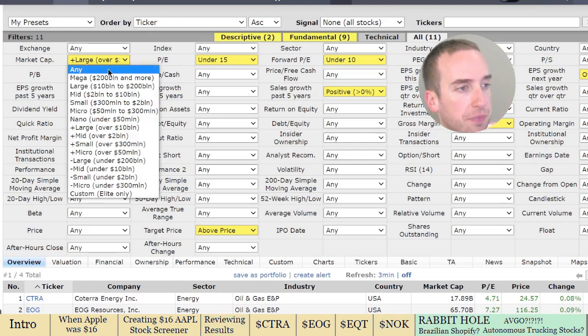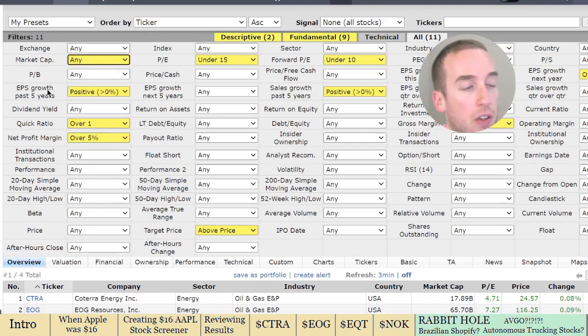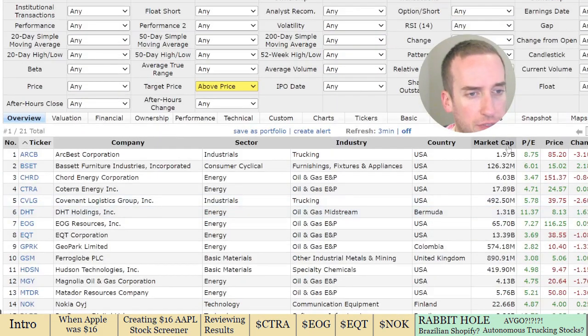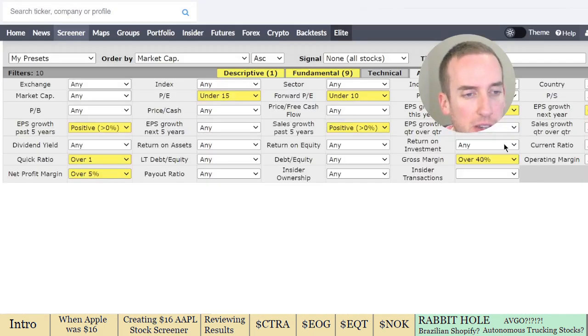If we remove the large over 10 billion, we look at all stocks. Let's see what we get. Now we get 21 stocks. And let's look at market cap highest to lowest.